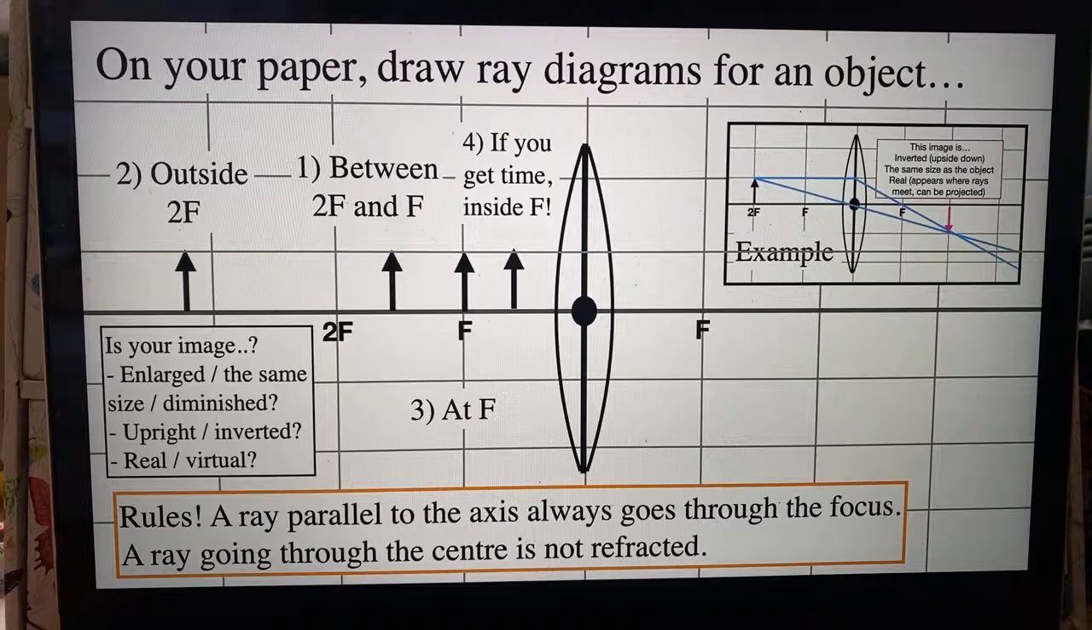And then when you've drawn your ray diagram, have a go at telling me, is the image that you've got enlarged, so bigger, or is it the same size like mine was? Or is it smaller? The physics word for smaller is diminished. Is it upright or is it inverted? So this one was inverted, upside down. And is it real or is it virtual? Like I say, you might just have to guess at that until we go a little bit further.